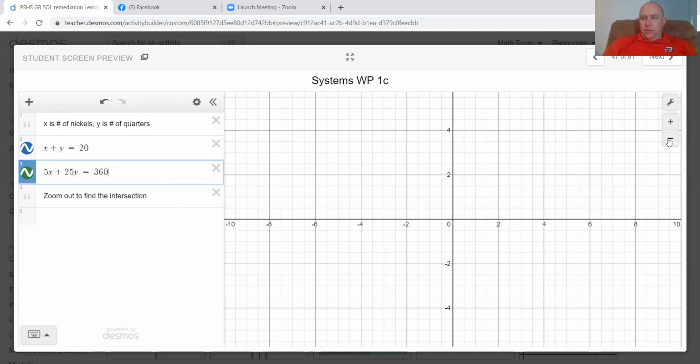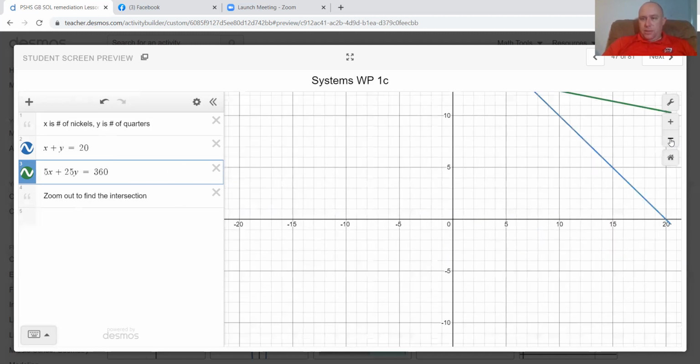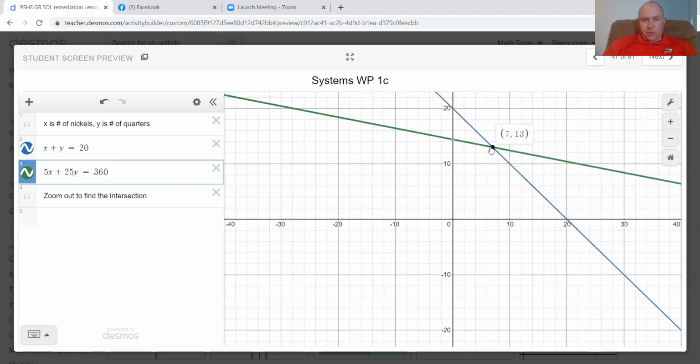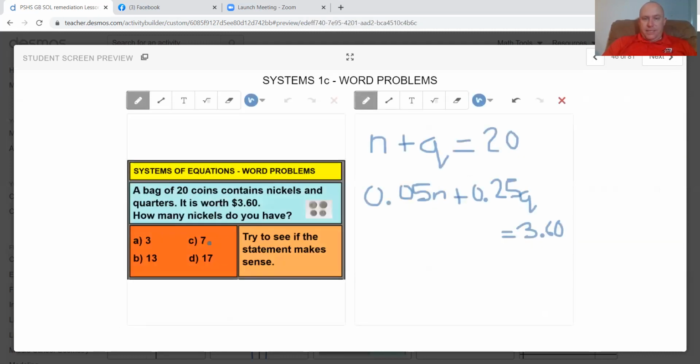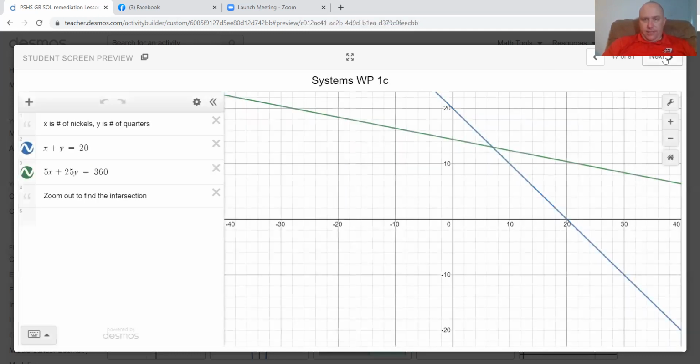Now, we don't see anything straight away. So sometimes we have to zoom out on questions like this until we can find that intersection. 7 and 13. So this question asked about nickels. So the first number was nickels. So for this one, the number of nickels would be 7. Notice 13 was an answer, though. But we had nickels first. So that first number that we see would be the correct answer.